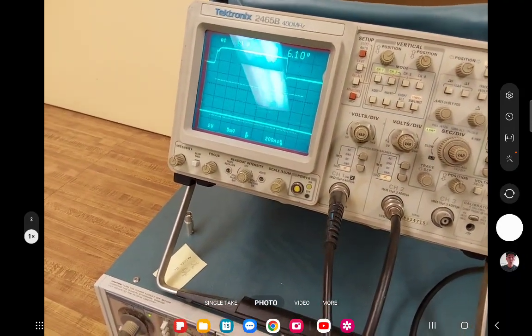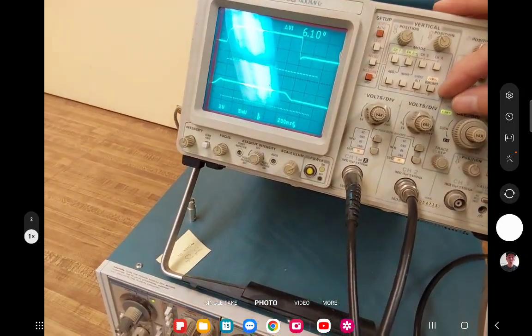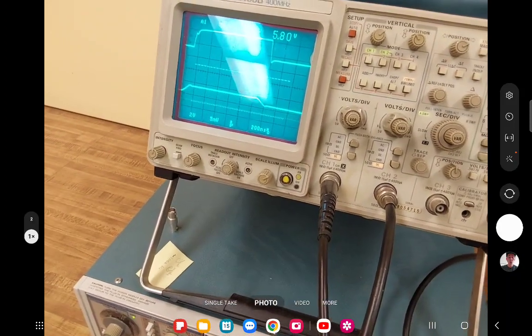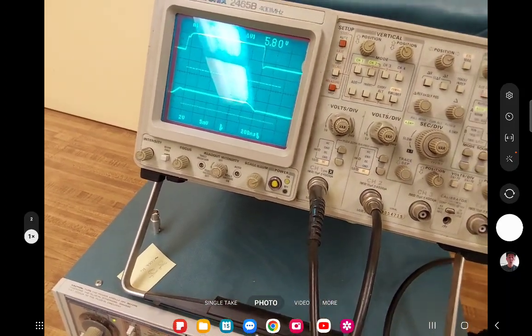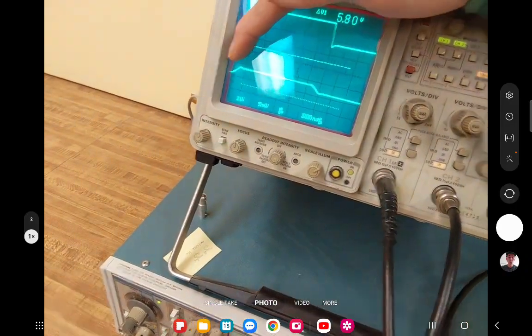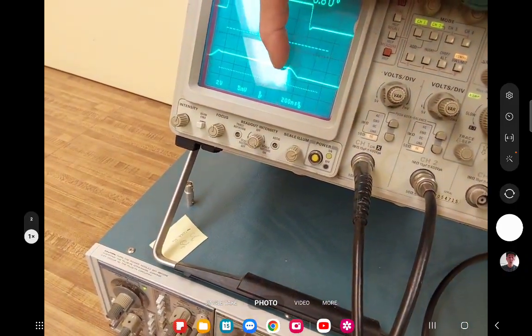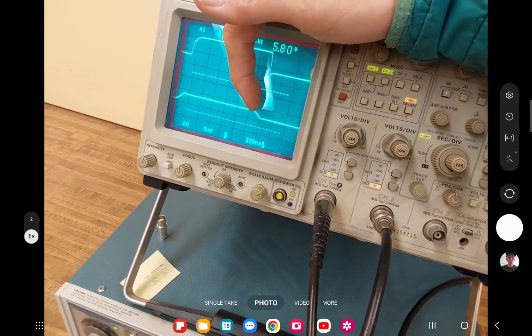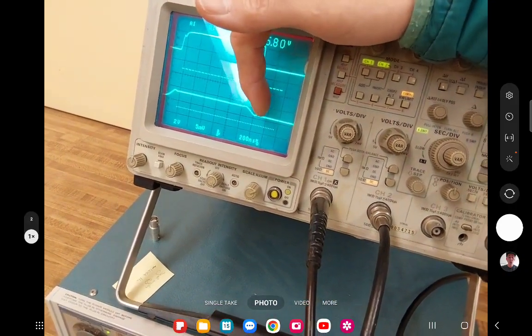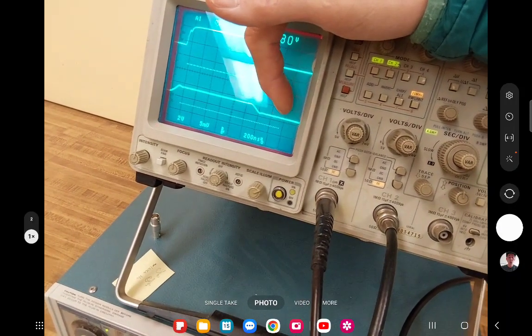So the cursor's a little bit high. Yeah, do you see that? So the whole line is dropping. But this makes sense because this high part of the trace is when the beam is not diverted by the square wave, and this low part is when the beam is diverted.